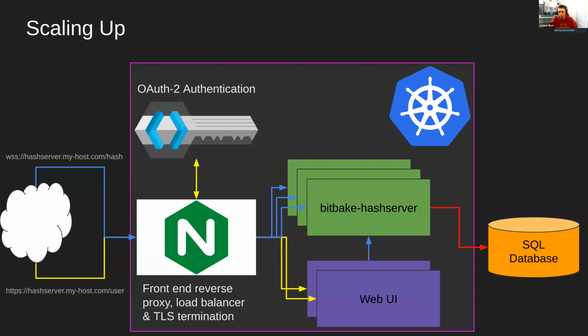You can do your OAuth 2 authentication to authenticate your users, or tie into LDAP or whatever it is that you want to do. And then you can run multiple instances of the BitBake hash server. The hash server is basically completely stateless, so you can just spin up as many copies of this as you want and load balance between them, or have multiple copies for redundancy or whatever it is. You do the same thing with the web UI, and the web UI will internally inside of your cluster talk to the hash server. And then all of this goes out to your big SQL database that you have somewhere else. Or you could also run the SQL database in the cluster too, if you wanted to.